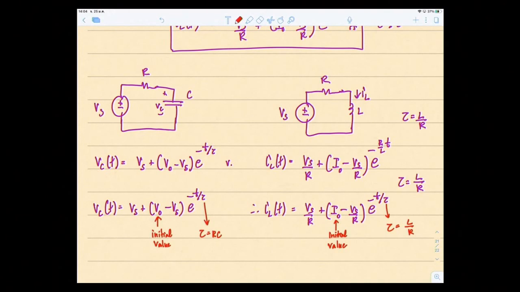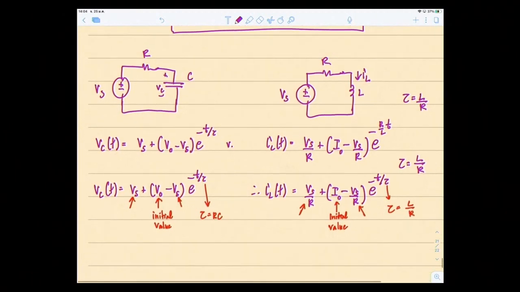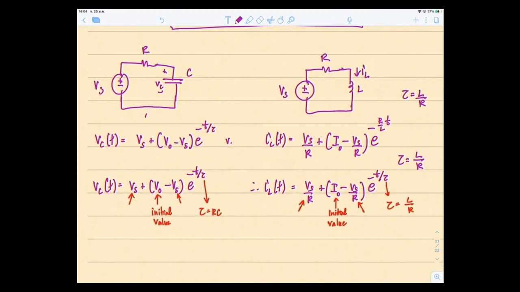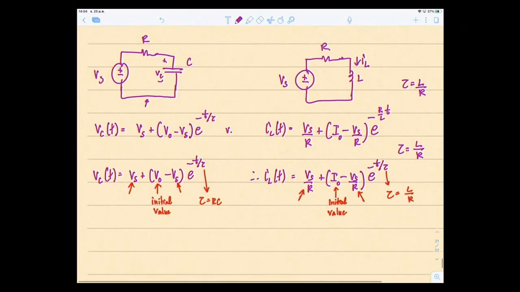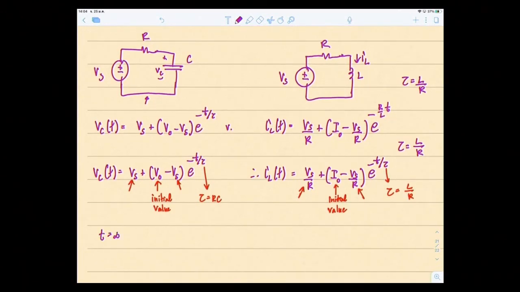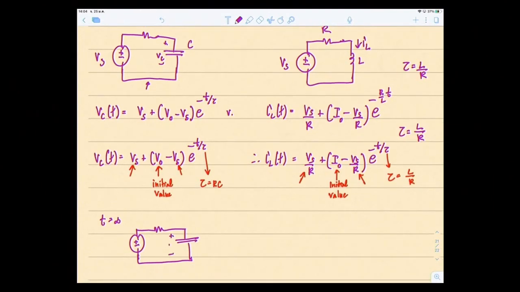Then there are these values right here. There's Vs right here and Vs right here. And there's Vs over R right here and Vs over R right here. So what are these values? Let's see. If I ask you to find, for this circuit right here, the values at t equal to infinity. This is your circuit, if the circuit has been like this for a very, very long time, t equal to infinity.